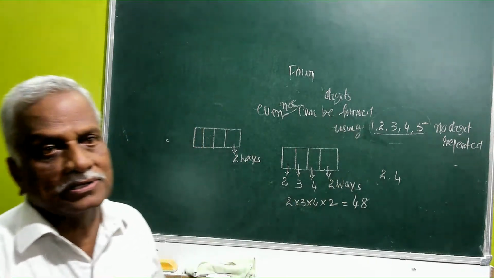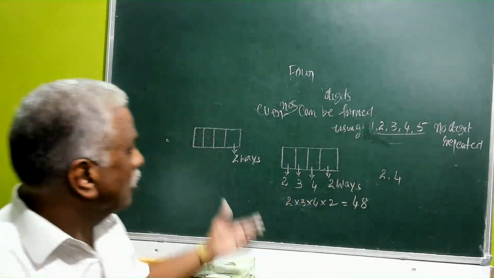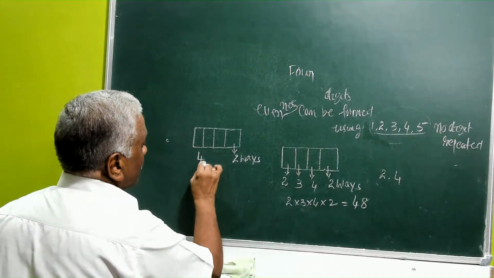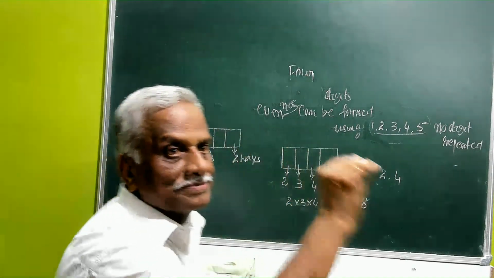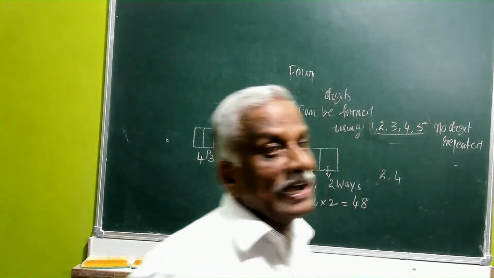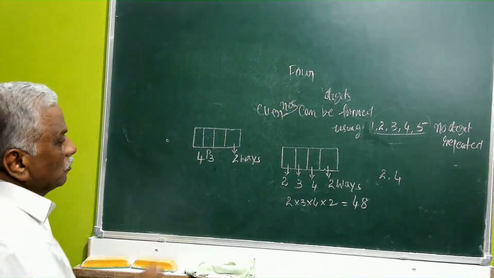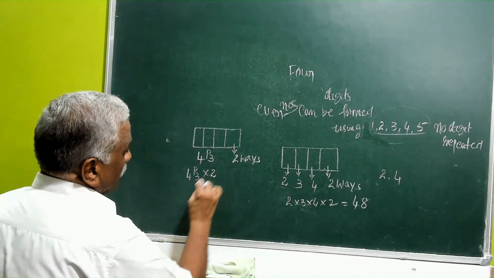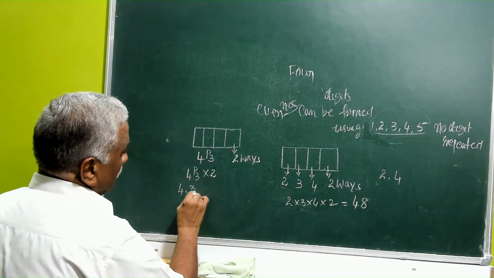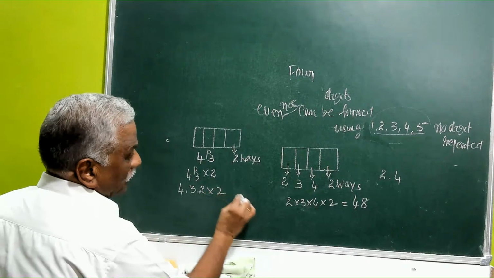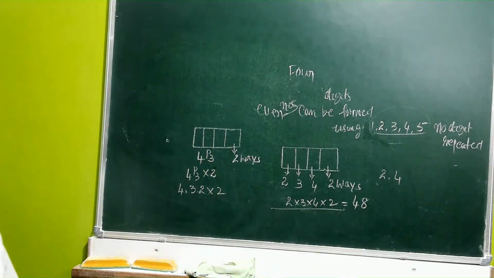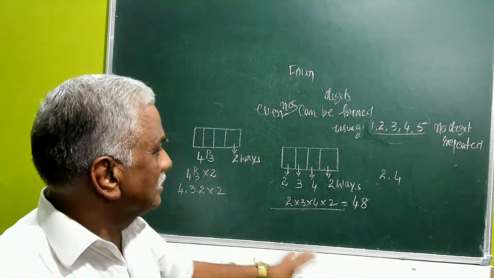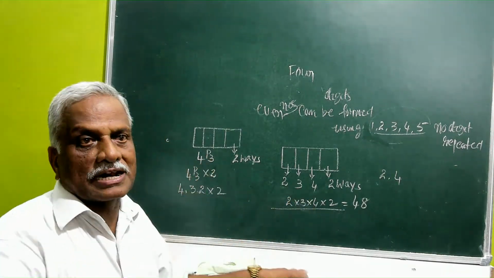Only one number is used. How many numbers are left? 4. How many boxes are there? There is no condition. So you can write this as 4p3. You're not saving any time, but this is another way of doing it. So what is the total number of arrangement possible? 4p3 into 2. What is 4p3? 4 into 3 into 2 into 2. This is another way of looking at things. So instead of writing this, you can, because there are no conditions.